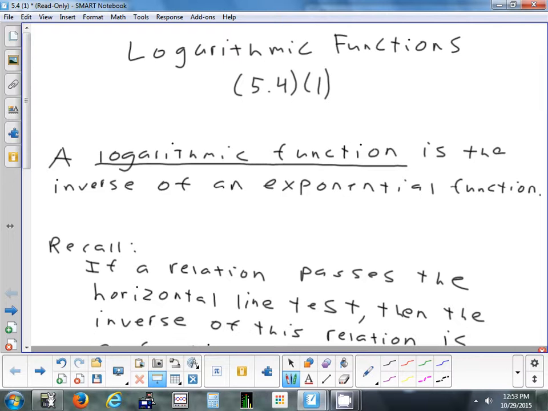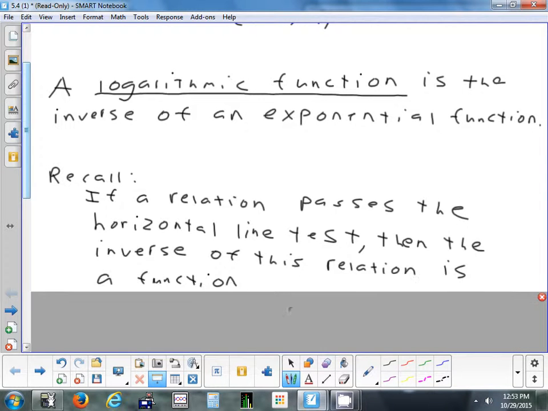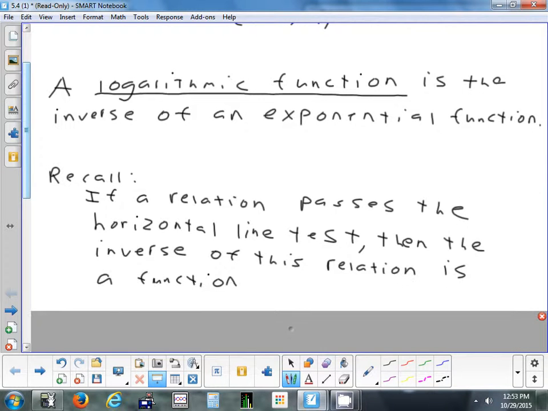I want to mention the idea of what's called the horizontal line test. You've probably done the vertical line test, which says if you draw a vertical line on your graph and it only hits it one time, no matter where you draw it, your graph is a function. Well, the horizontal line test is similar, except it says if you draw a horizontal line and it only hits the graph one time, then the inverse is a function.